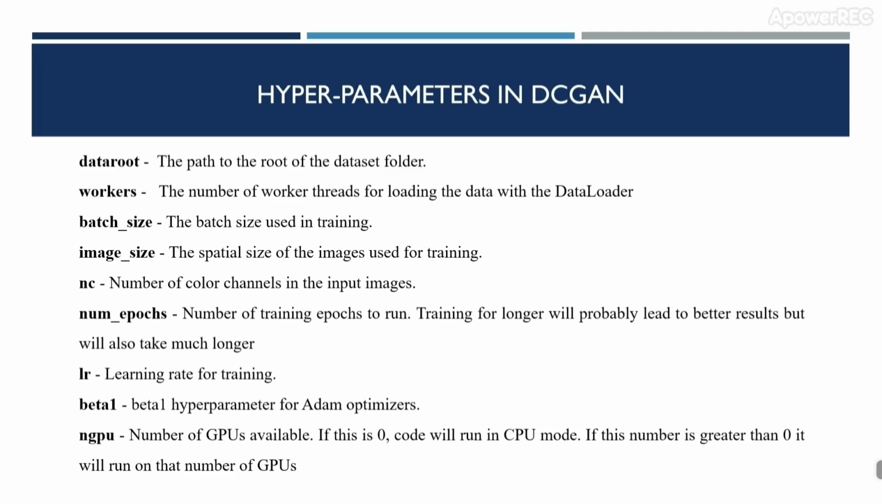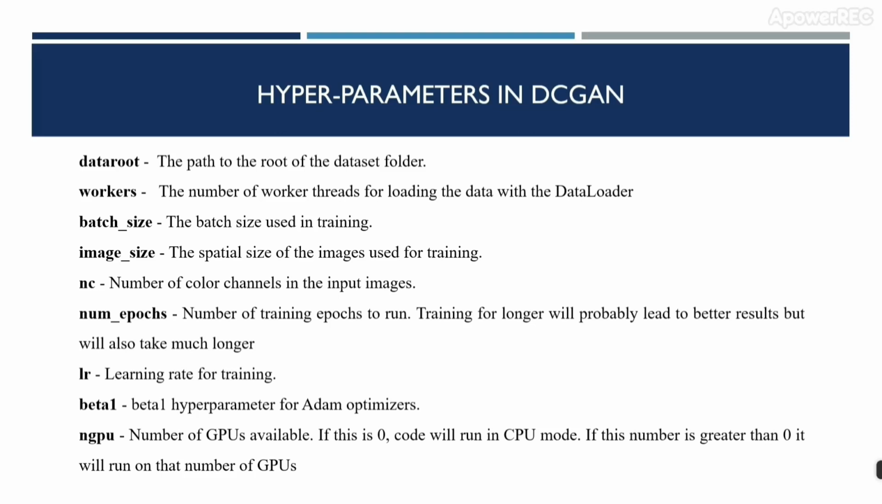NZ is the length of the latent space input vector. The generator model takes a point from the latent space vector and generates a new image. NDF sets the depth of feature maps propagated through the discriminator. NGF sets the depth of feature maps passed through the generator. Number of epochs defines the number of training epochs to run. Training for longer will lead to better results.